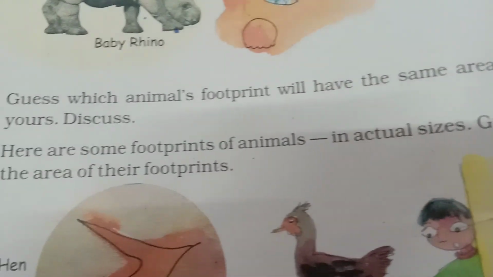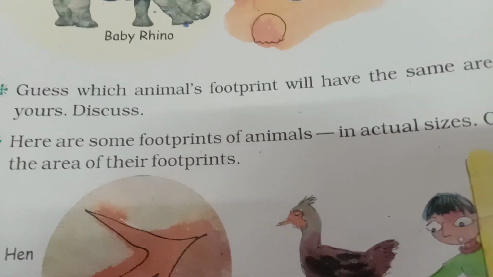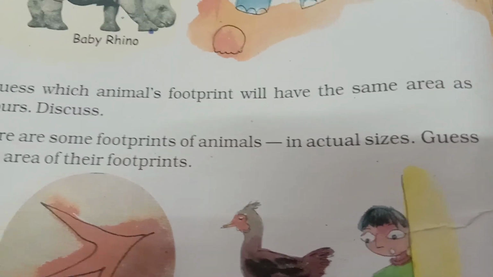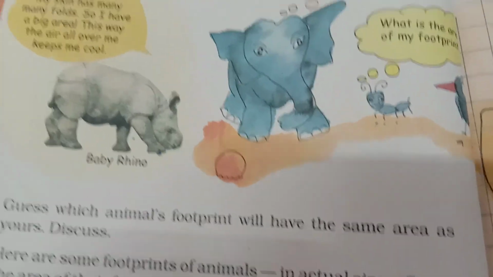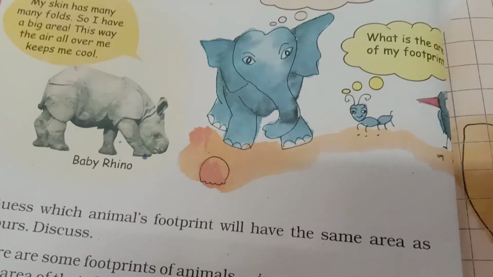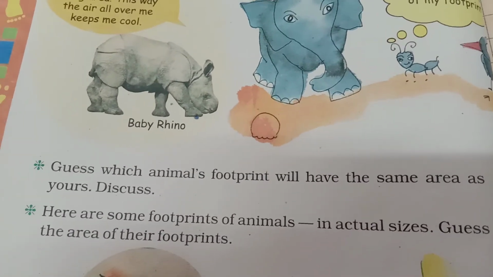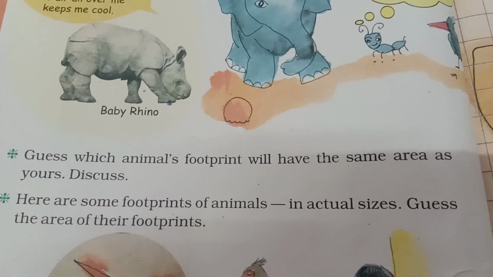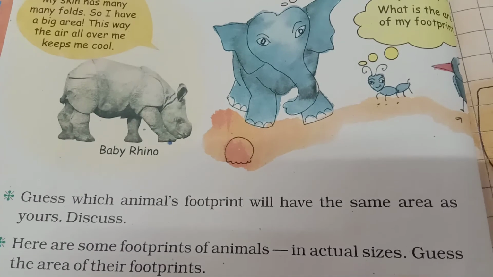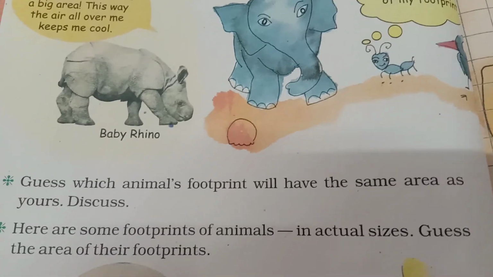Now here we have questions. Guess which animal's footprint will have the same area as yours, discussed. So here two animals are there, baby rhino and what is it, elephant. Which one will have the same area? Baby rhino will have the same area as the footprint of the elephant.